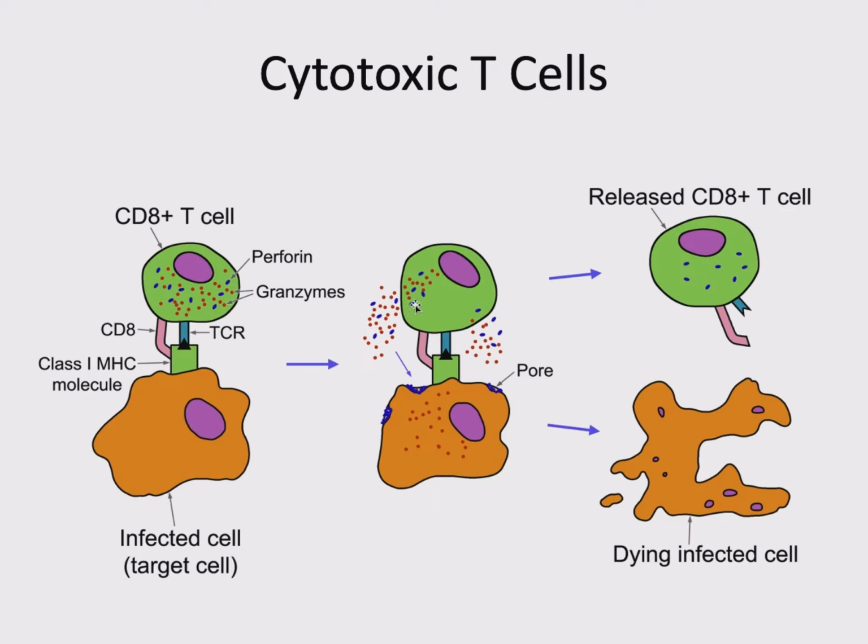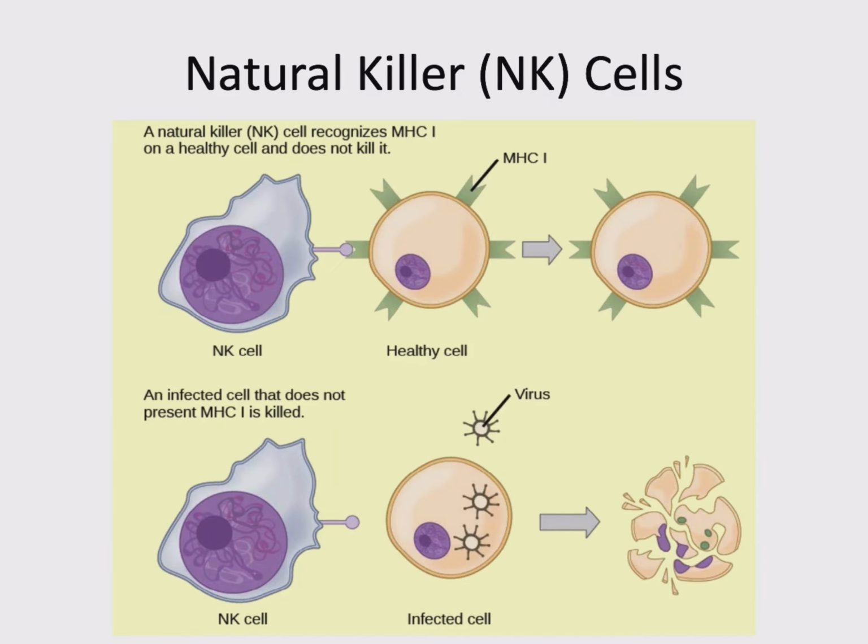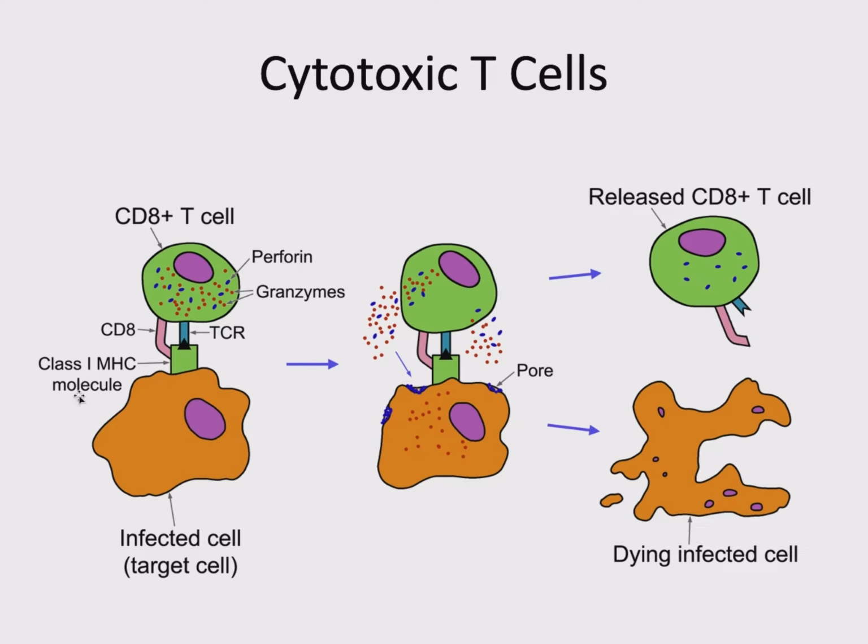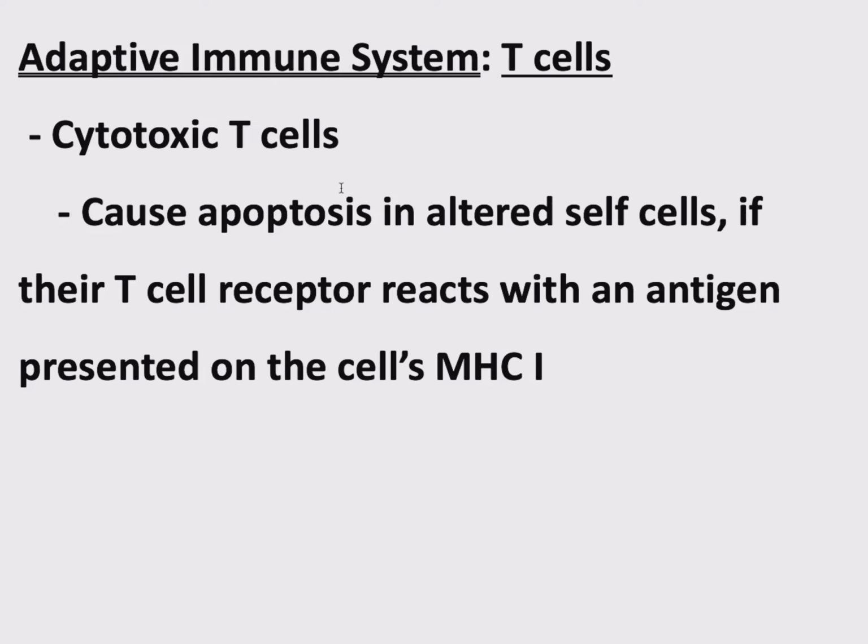So the cytotoxic T cell causes, just like the natural killer cell did, apoptosis in this infected or cancerous, altered self cell. But again, the thing to appreciate is the difference. Natural killer cells were just looking for: does it have no MHC1? Does it have abnormal MHC1? The cytotoxic Ts are using their T cell receptors to look for very specific foreign antigens presented on the MHC class 1. But the end result is the same. Cytotoxic Ts cause apoptosis in altered self cells if their T cell receptor reacts with an antigen presented on the cell's MHC class 1. Okay, so that's it for T cells.